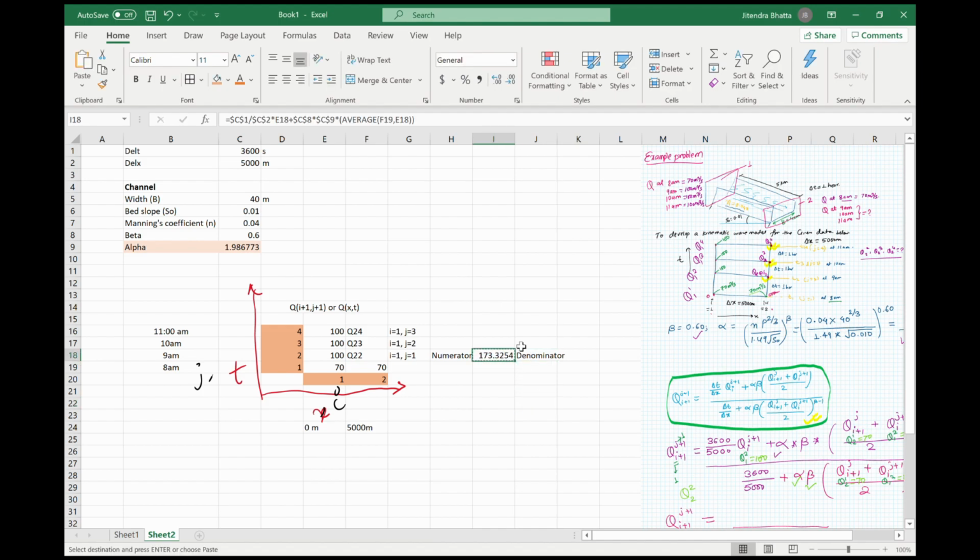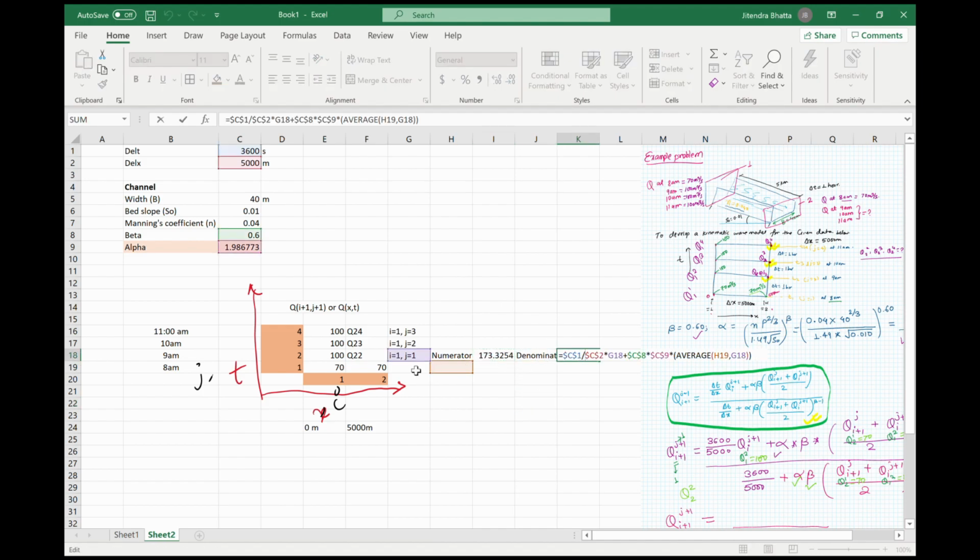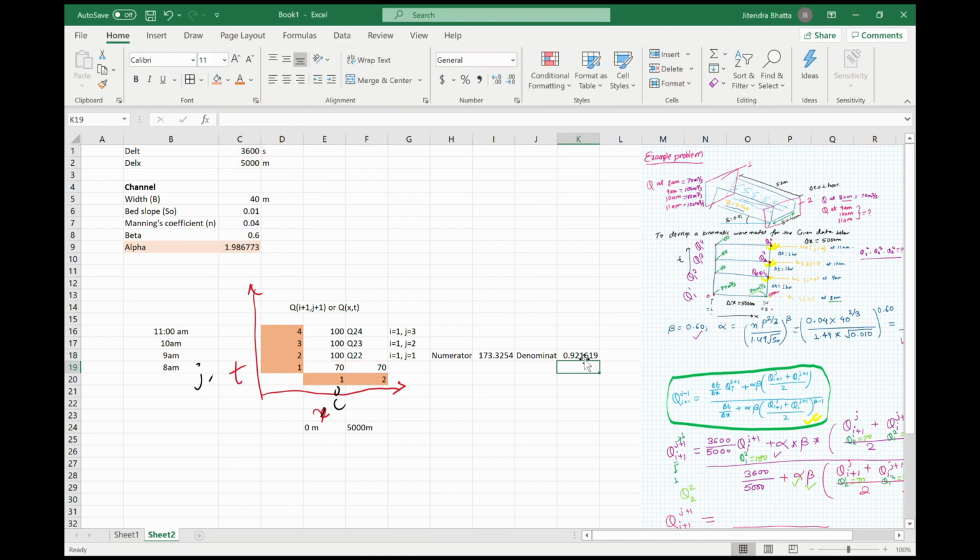I'll just copy this because they look alike. So we don't need this one here. Alpha into beta, average of this and this to the power beta minus 1. So this is our beta minus 1. Now this is our denominator, this is our numerator. So this value will be equal to this numerator divided by this denominator. We get 188.0662.